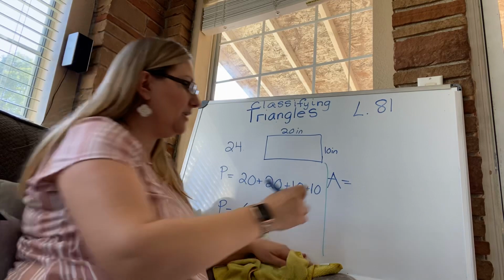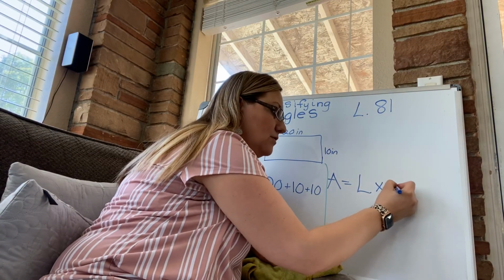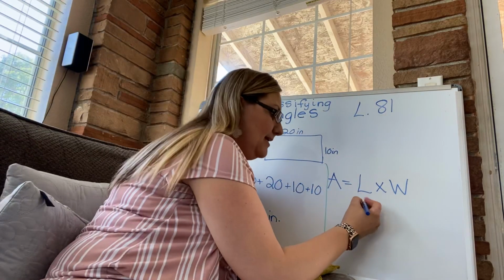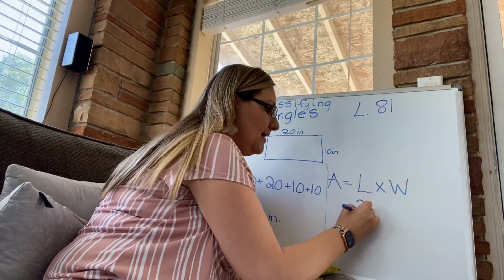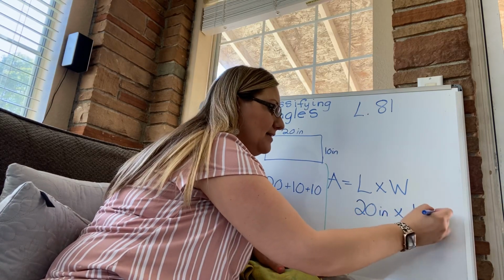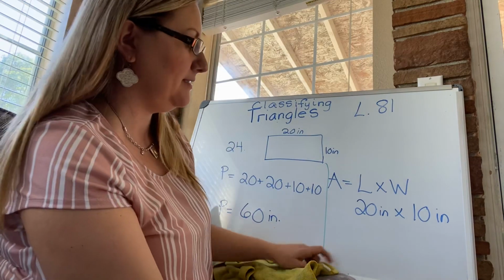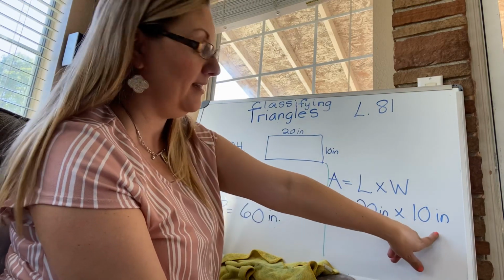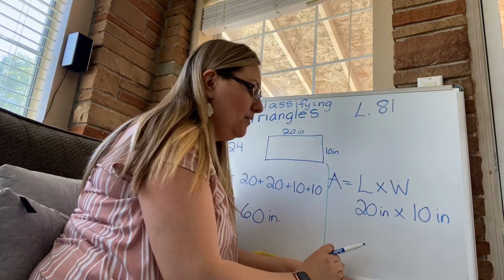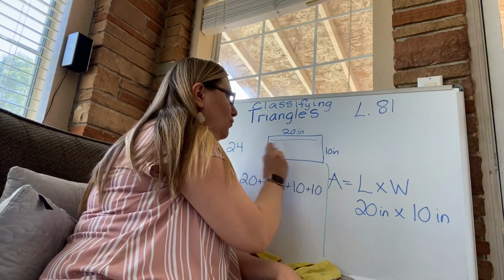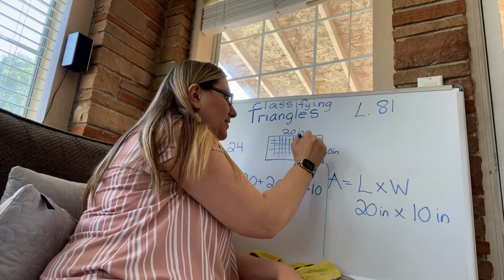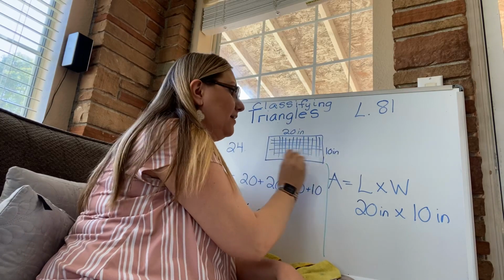Our area, we know area is the length times the width. So we are going to multiply 20 times 10. The length is the longer side, of course, 20 inches by 10 inches. And here you can see that it is important to keep the inches in there because we're going to have basically a separation of 20 boxes one direction and 10 the other direction.